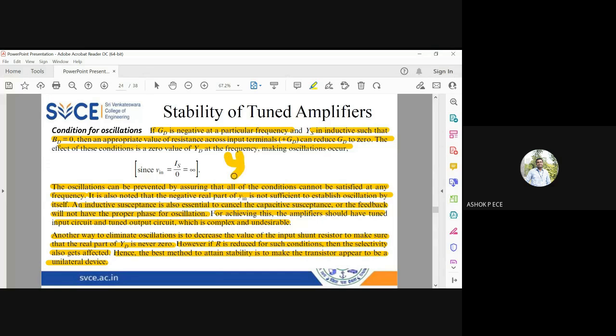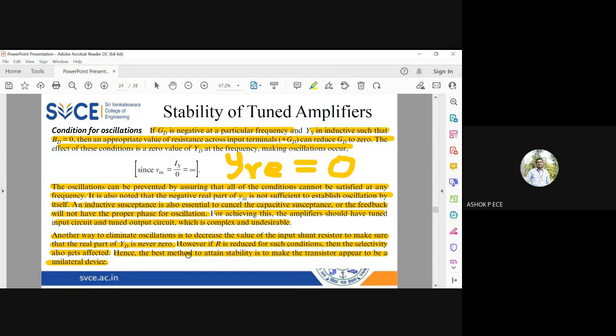So for that, the condition is you have to make YRE equal to 0. This is going to be the feedback term, right? So if you make this YRE equal to 0 or ensure that there is no possibility of producing feedback in your circuit which will generate oscillation, then the tuned amplifier is always going to be stable. But making YRE equal to 0 or making the transistor a unilateral circuit is not practically possible and it has a lot of limitations.